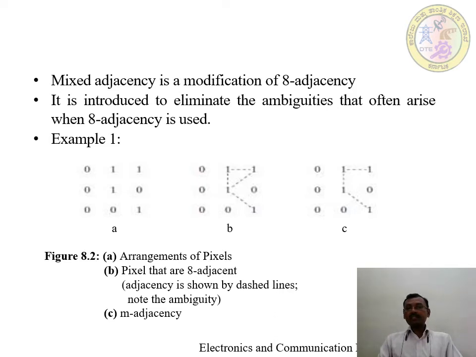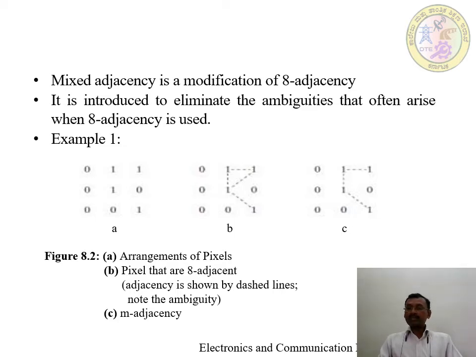This mixed adjacency is basically a modification of 8 adjacency. It is introduced to eliminate the ambiguities that often arise when 8 adjacency is used. We can see this in example 1. Let's see the arrangement of pixels. Now let us consider the pixels that are 8 adjacent as in figure B. You can observe the adjacency in figure B is shown in dashed line.